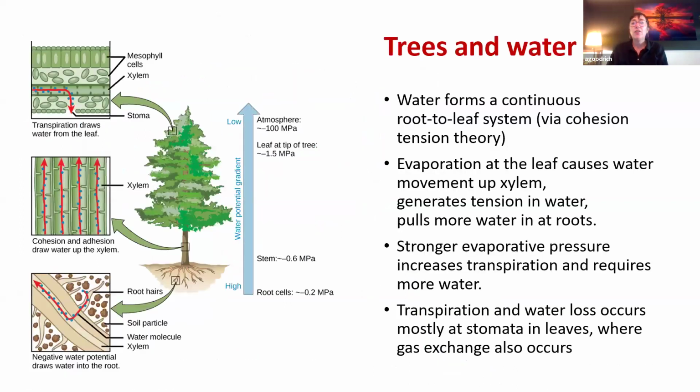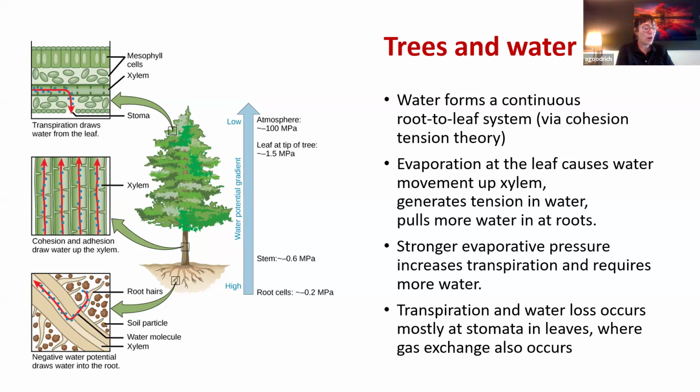Okay, so let's talk a little bit about how trees use water, and then we'll talk a little bit about how drought or lack of water can affect trees. I know this is probably a very basic intro for a lot of people. This is my rudimentary understanding. I'm not a physiologist, but I'll talk a little bit about how drought affects trees, and hopefully I don't get things too wildly wrong. But in general, we know that water forms a continuous root to leaf system, right?